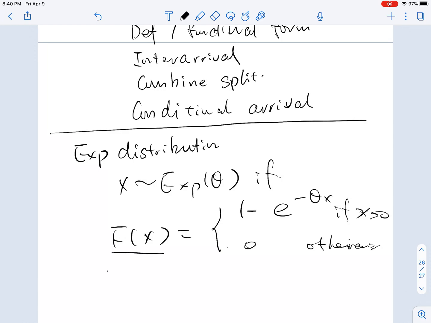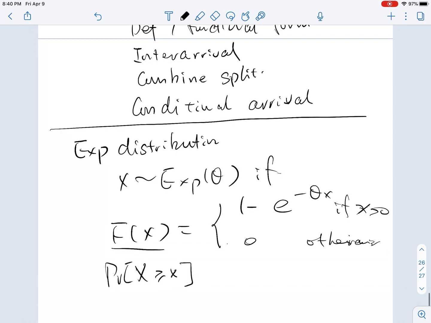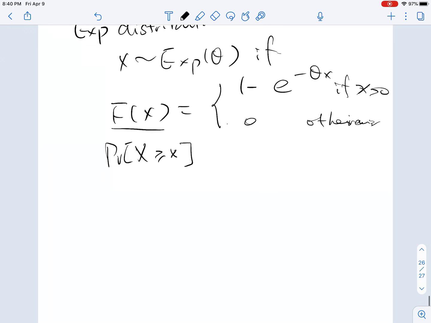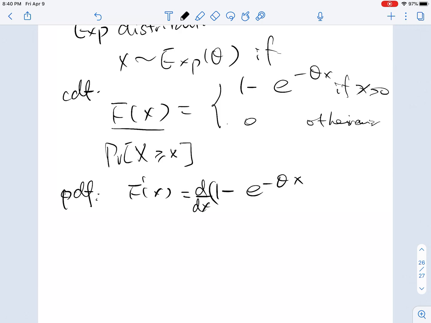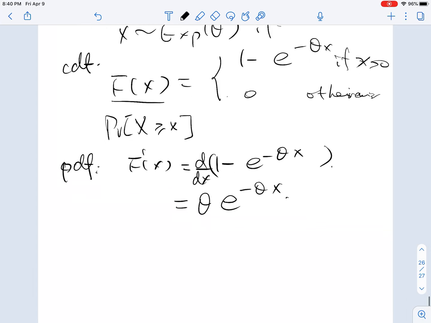Just recall that the CDF is really just the probability that X is less than or equal to x. Because of the CDF, as we discussed last time, we can also calculate the PDF. The PDF is just the derivative with respect to x of 1 minus e to the negative theta x. So you do a bit of the derivative, you get this form: theta e to the negative theta x. In general, you can think of theta as a scaling factor.